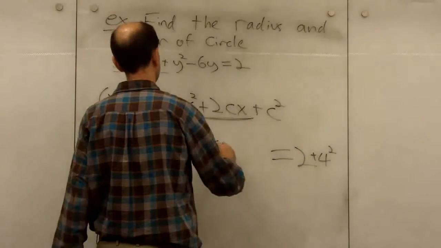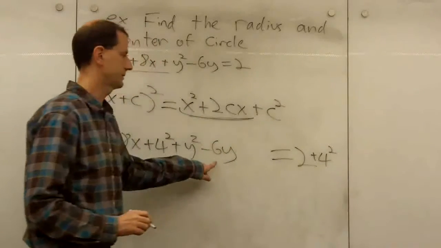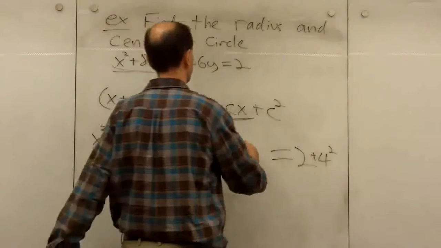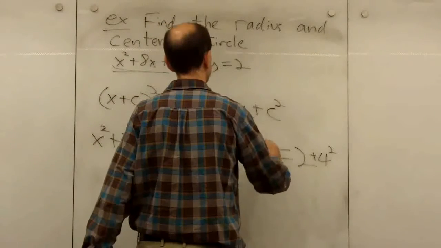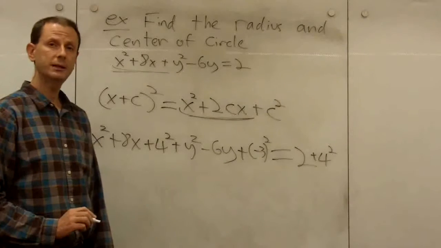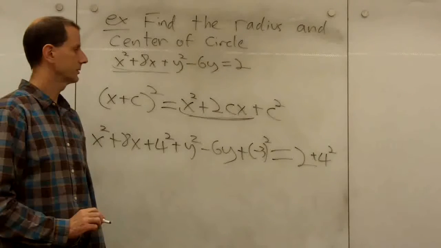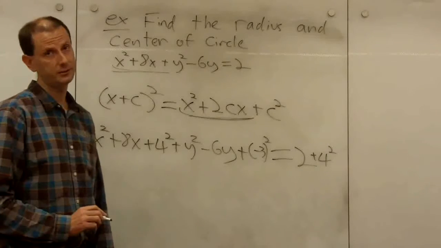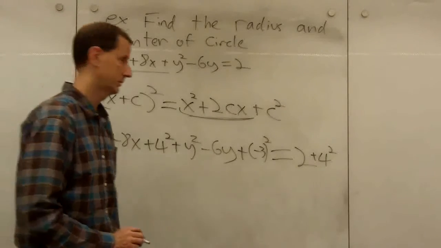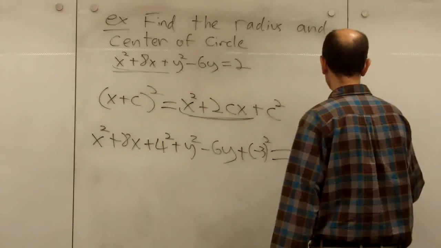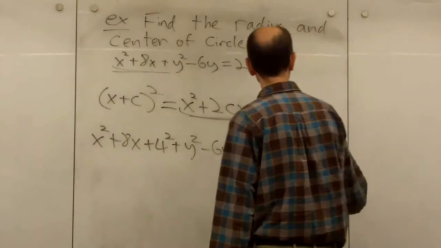In this case, we take the minus 6 and divide it by 2 and get minus 3. So therefore, to make it a perfect square, we need to add in minus 3 squared. And once again, in order to keep from changing the equation, we need to do it to the other side of the equation as well, so that we get an equivalent equation. So I'll go ahead and add in minus 3 squared on that side of the equation.